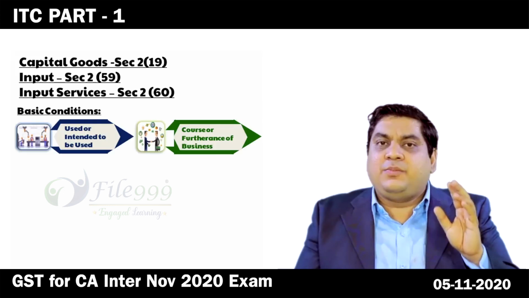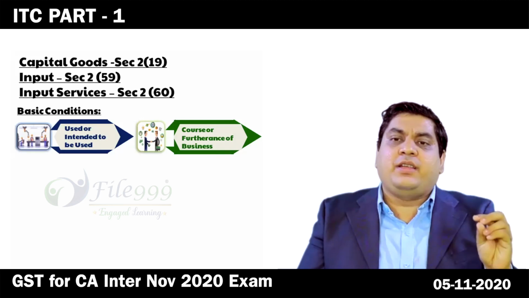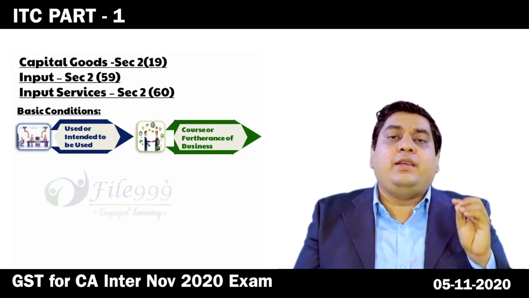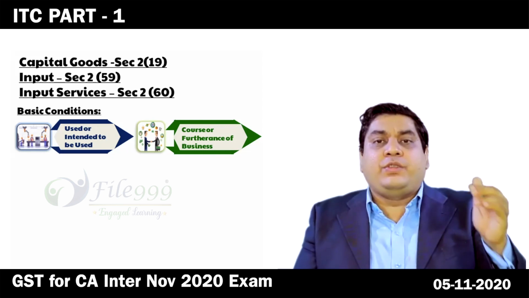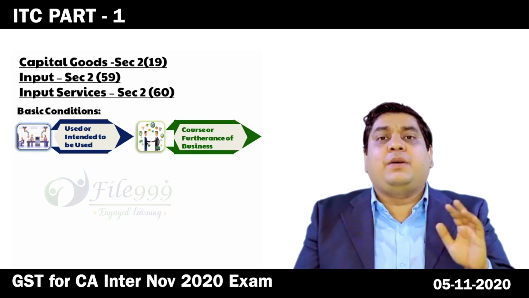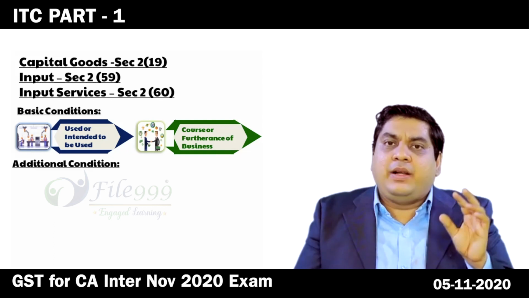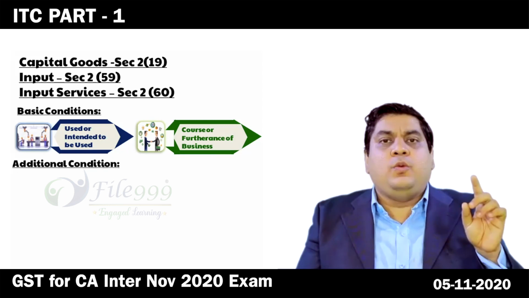Anything that a person is buying, either capital goods or normal inputs or input services, they can claim ITC only and only if those are intended to be used for his business, either for the day-to-day use or for the growth of his business. If this business use is not satisfied, a person cannot claim ITC. Now, apart from this basic condition, some additional conditions have to be satisfied for each of these items. So we look into them one by one.